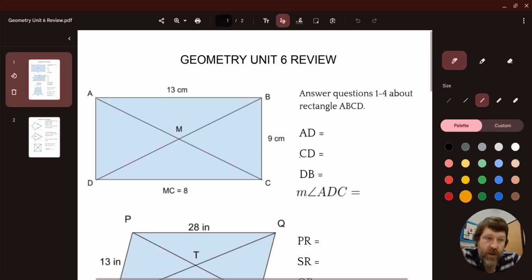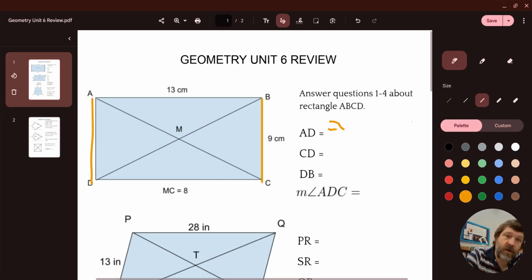rectangle. And rectangles have some properties that are unique to themselves, and then they have all of the properties of parallelograms. And so that's going to be what gives us the answer to the first two problems. AD is going to be equal to BC. So BC and AD are equal to each other, and that's why this is 9.